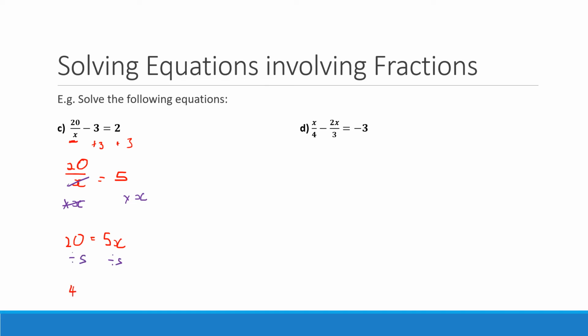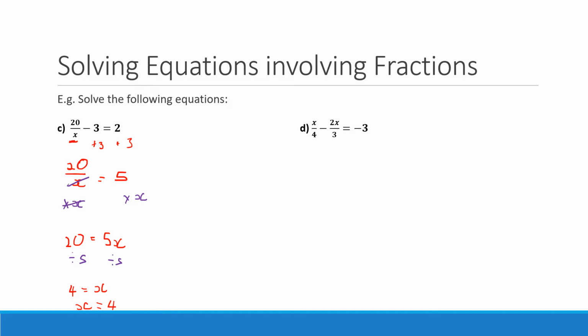And so 4 equals x. If you like switching them around, remember you can switch the sides of your equation around. That's totally okay too. And so x equals 4. So one to watch out for there: when x is in a denominator, you can multiply both sides by that denominator. And now we no longer have a fraction, which is what we want.